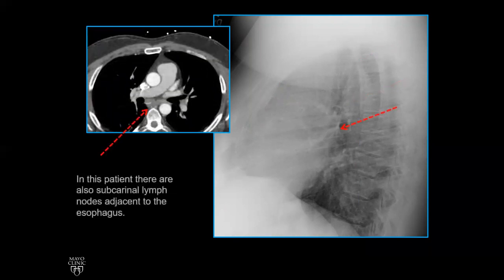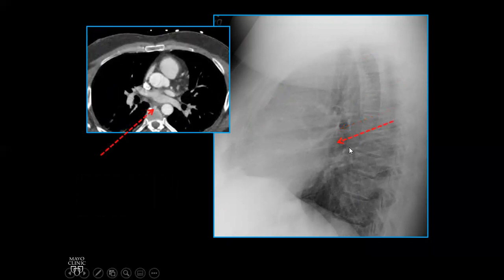In this patient, there's also subcarinal lymph nodes adjacent to the esophagus, following the level of esophagus on the lateral radiograph.